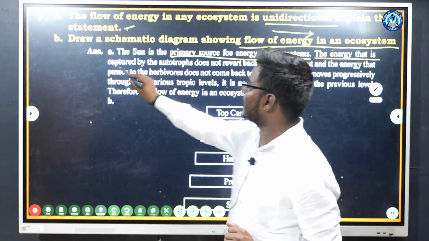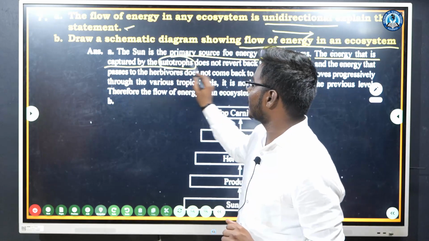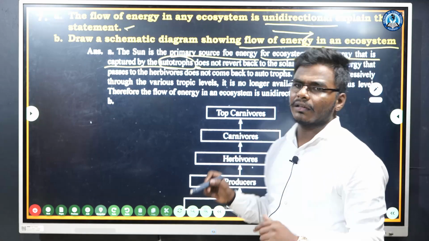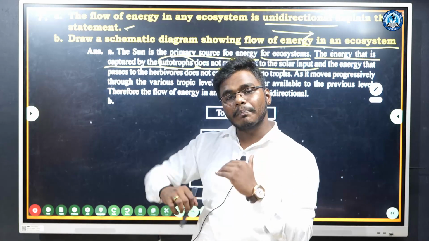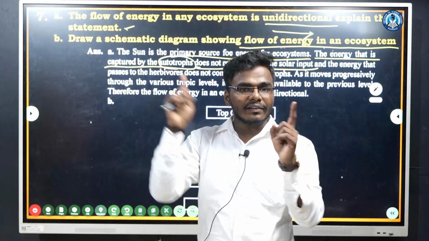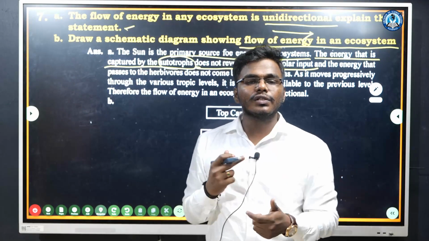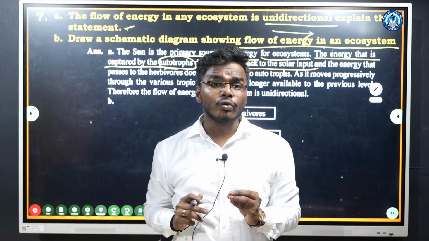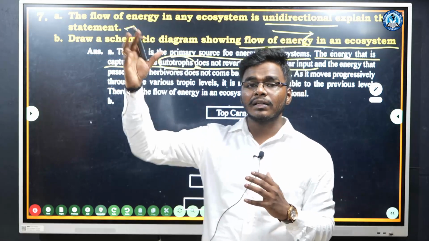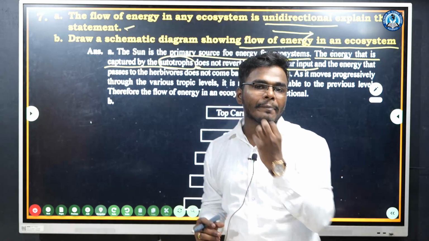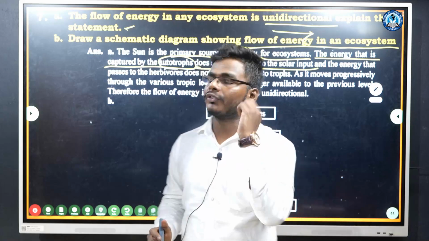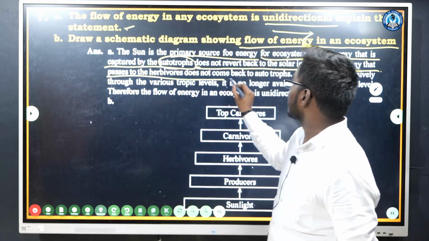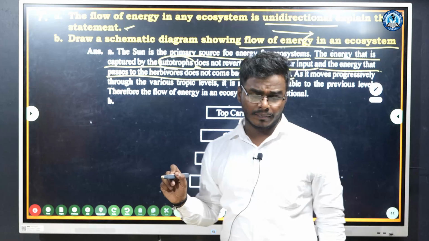The energy that is captured by the autotrophs, I repeat, autotrophs, does not revert back to the sun. Have you ever seen a plant giving energy back to the sun? No. When it receives the energy from the sun, it uses it for the preparation of its food. Is the plant feeding the sun back? No, it is unidirectional. The sun gives us energy, the plant traps the energy and produces the food. The energy that passes through herbivores does not come back to autotrophs.